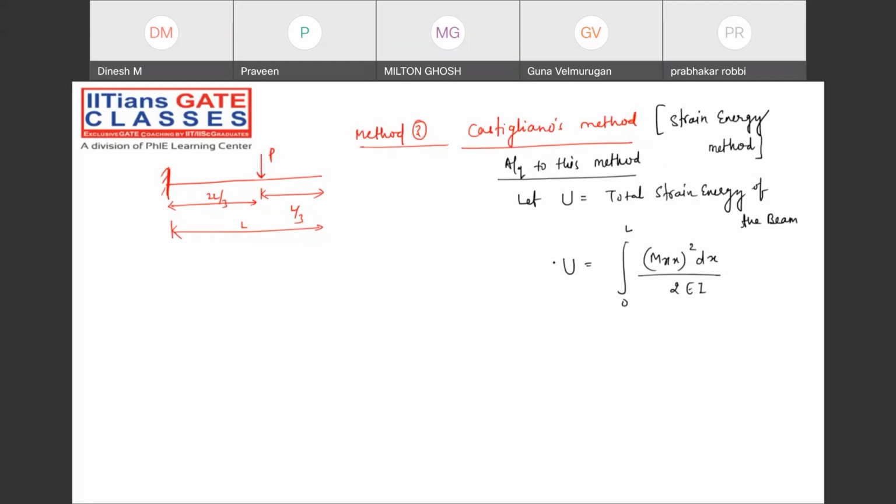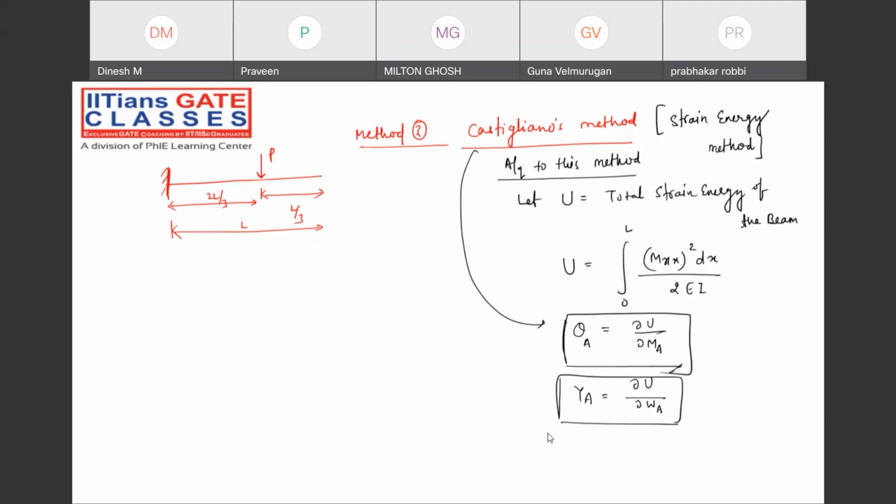Now, according to this theorem, the slope value at any point is ∂U/∂M. Suppose a moment is acting at that point A. If you want to find the slope at that point, differentiate with respect to that moment and you can find the slope. Suppose you need to find the deflection at point A, differentiate that strain energy with respect to the load at that particular point. You can get the deflection also. Those are the two formulas we have, my dear friend. Please note down. And this strain energy formula is very important.